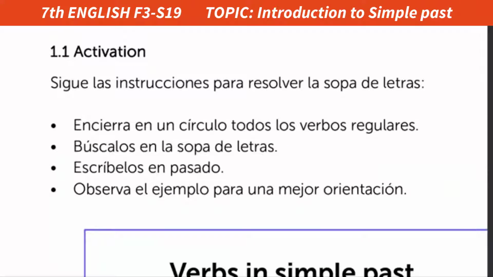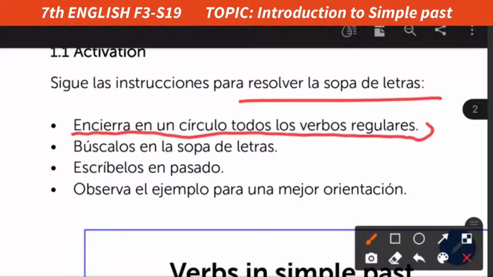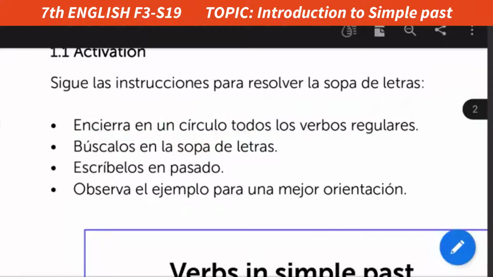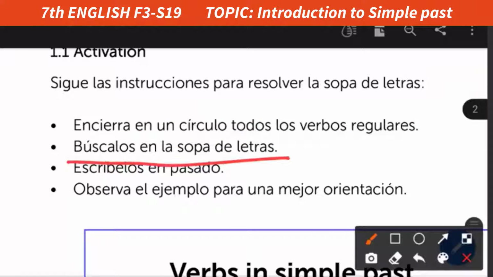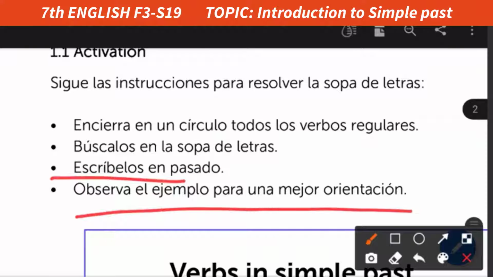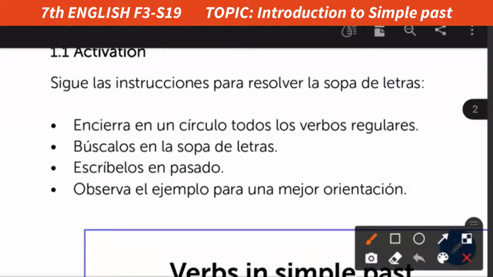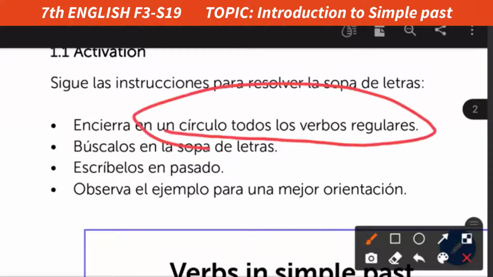Sigue las instrucciones para resolver la sopa de letras. Attention here. Encierra en un círculo todos los verbos regulares. Búscalos en la sopa de letras. Escríbelos en pasado. Observa el ejemplo para una mejor orientación. Ok, vamos despacio. Let's start slow. Encierra en un círculo todos los verbos regulares.